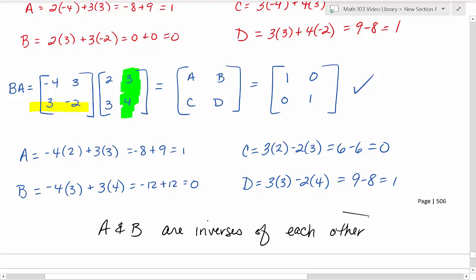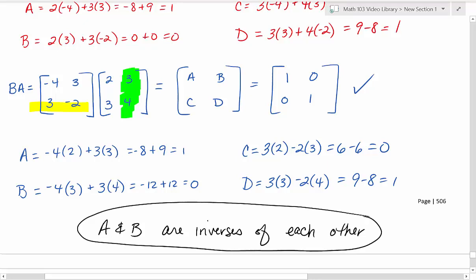If you recall, we did something very similar to determine whether two given functions were inverses of each other. We did function composition both ways, and if we got x twice, then we knew that they were inverses of each other. It's a very similar procedure happening here.